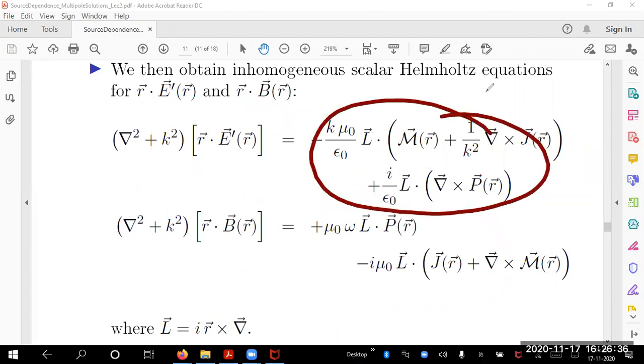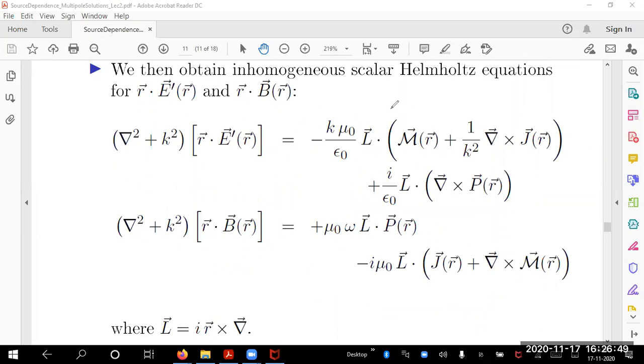Inhomogeneous means these are inhomogeneous terms. That is, it is not 0. It is 0 only in the source free region. So same for magnetic field. We are solving the equations in the region where source is there. So I will check the solutions mathematically and then go ahead. That's the whole idea now.